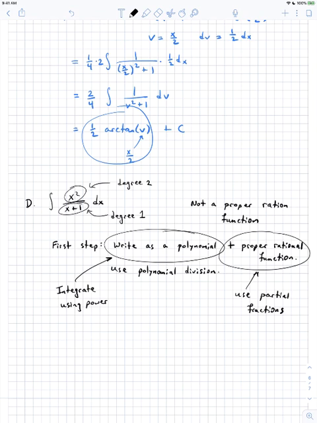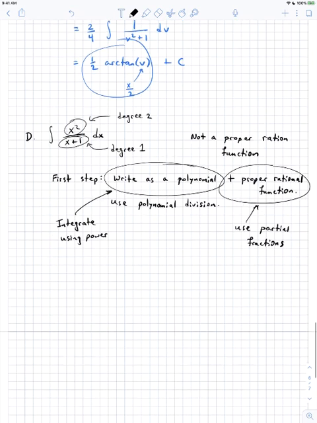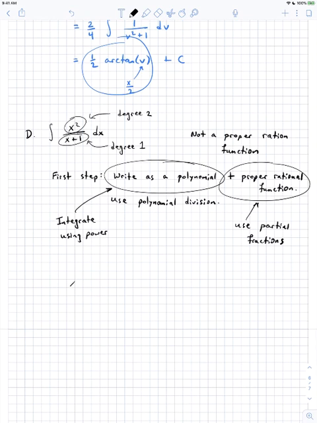It won't actually require partial fractions for this one because there's only one factor in the denominator. If there were multiple factors, then you might have to use partial fractions. Let's go ahead and see how this works. So we're dividing x plus 1 into x squared, so we have to use polynomial division.